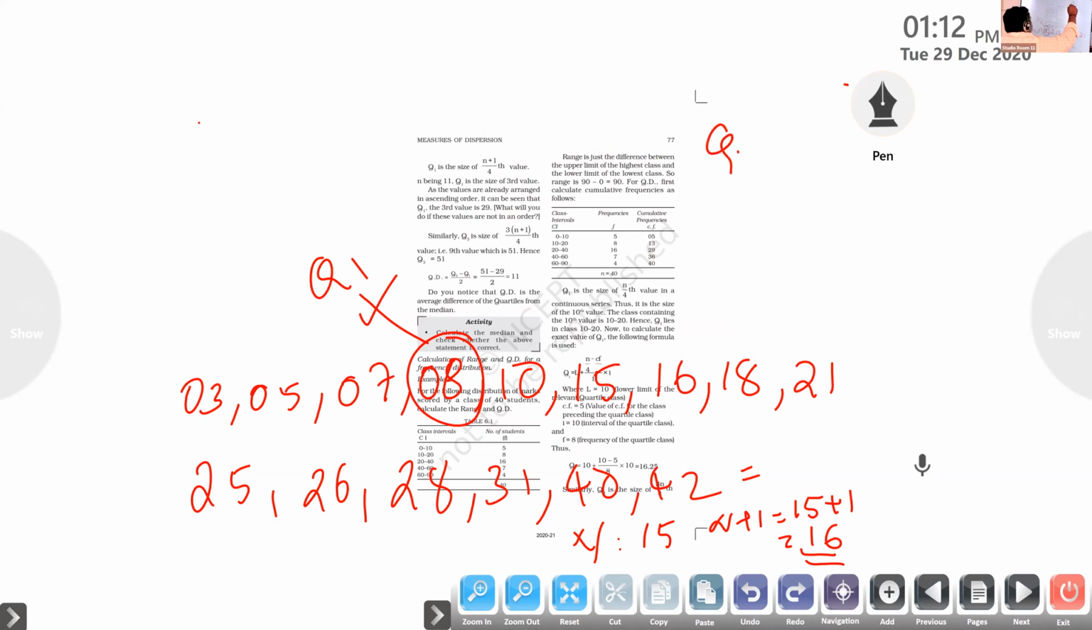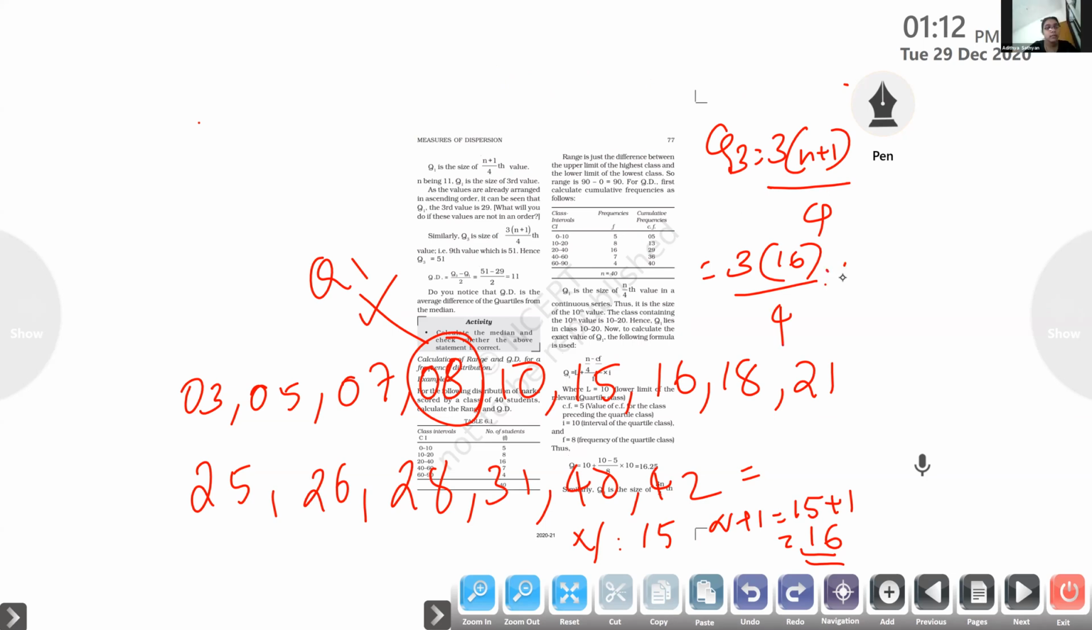Q3 is 3 into n plus 1 divided by 4. What is the answer? 3 into 16 divided by 4. Tell me. So the 12th one: 1, 2, 3, 4, 5, 6, 7, 8, 9, 10, 11, 12, 28. Correct? So this one is Q3.